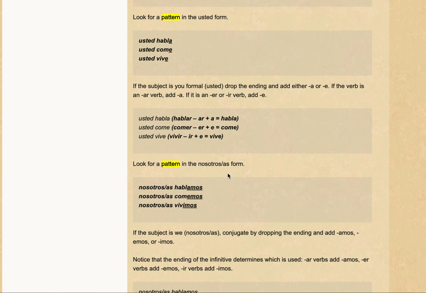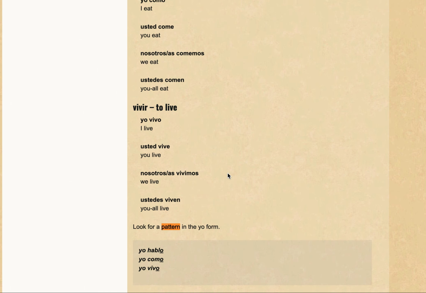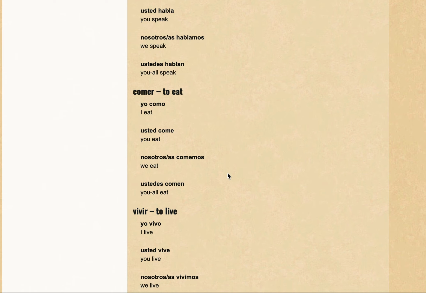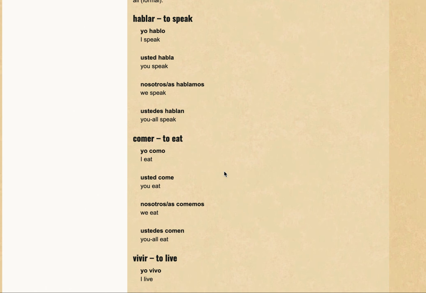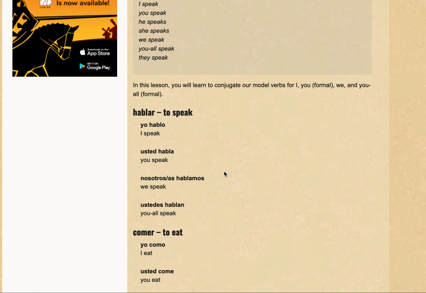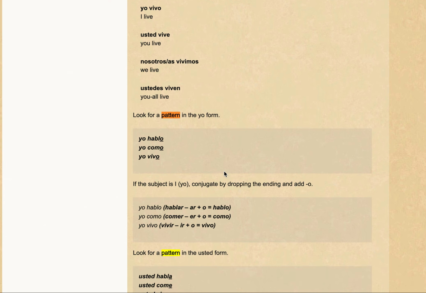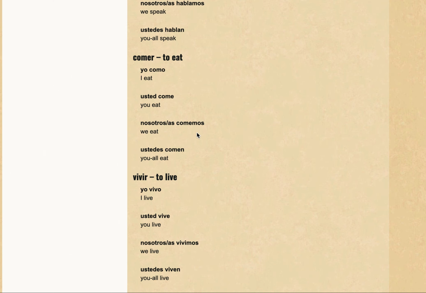I'm just scanning to see if there's any other verbs in this sample. So no, so you have vivir, comer, hablar. Obviously you have many more verbs in Spanish, so I think it would be imperative to remember the commonly used verbs in Spanish. So again, coming back to what we're discussing, it's called yo.